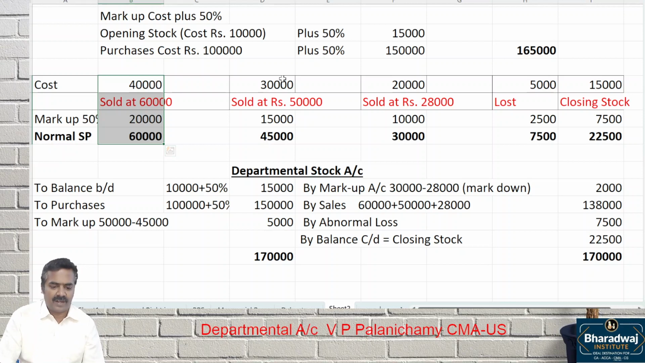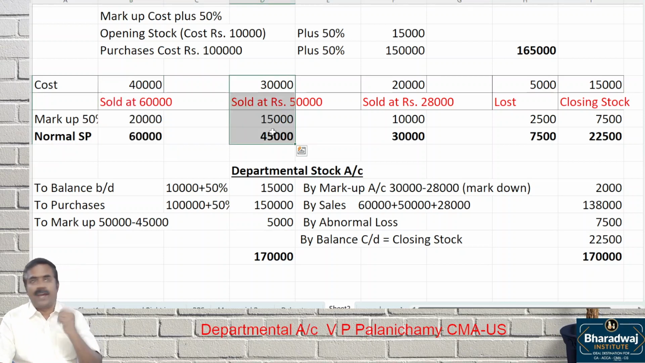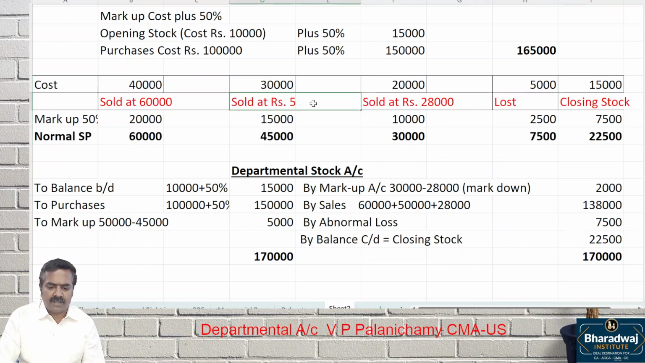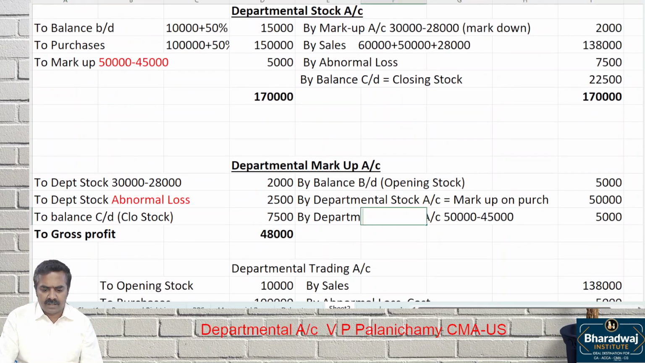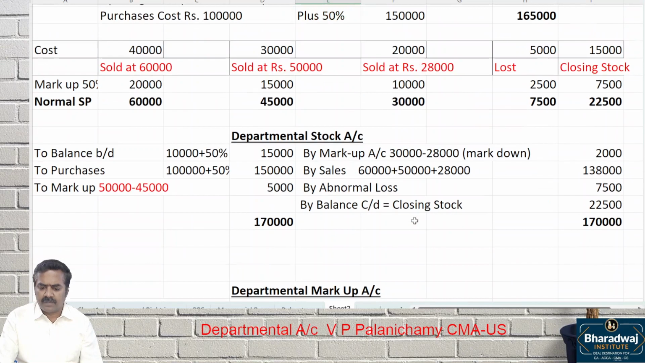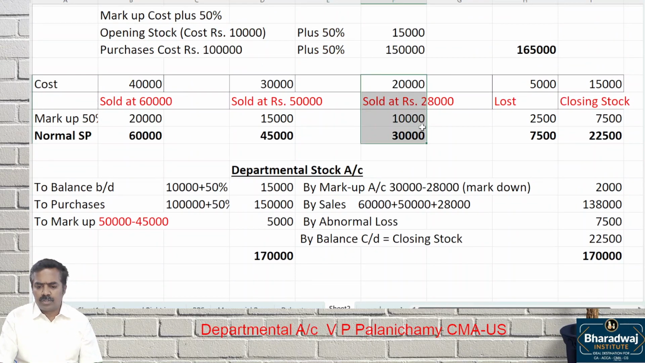Then, whenever goods are sold at the same markup price, is any adjustment required? No adjustment required. When the goods are sold above the normal selling price, what is the extra markup we have done? 5,000. 45,000 is the expected normal selling price. It is sold at 50,000 now. The extra 5,000 is marked up and recorded here. This is the markup on which one? Sales.